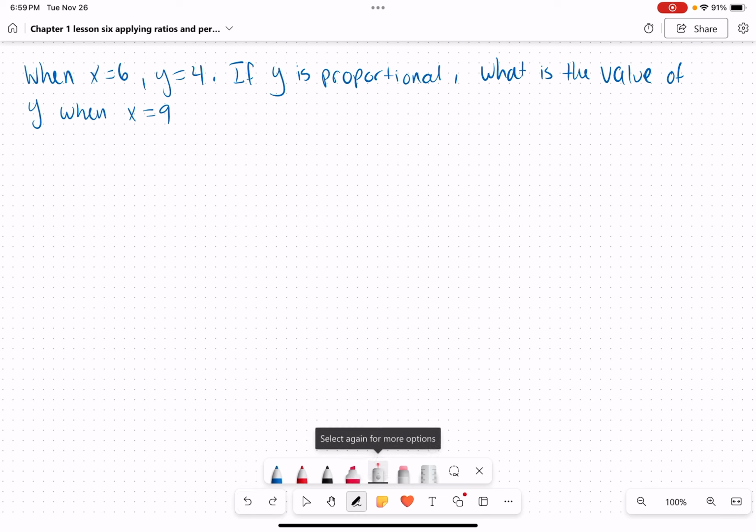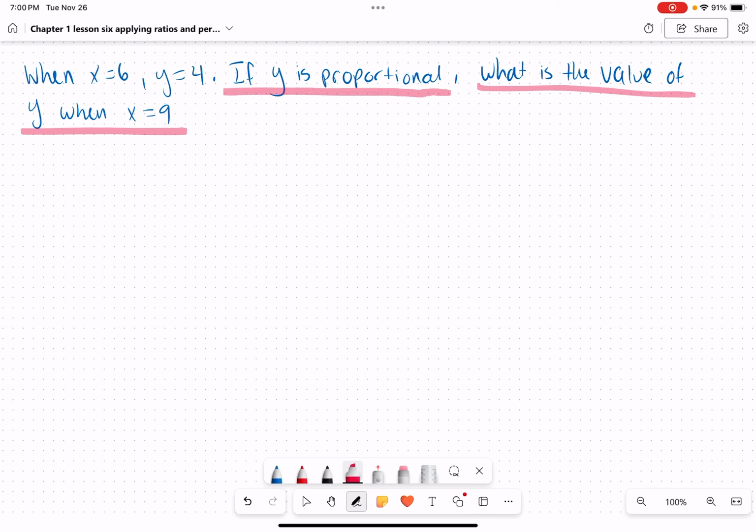Another piece of information we want to highlight, and the best thing you can do is highlight some of the information given in the problem. Sometimes it's best to underline the entire question, since students might only have a pencil. What is the value of y when x is equal to 9? And another piece of information is that y is proportional to x.